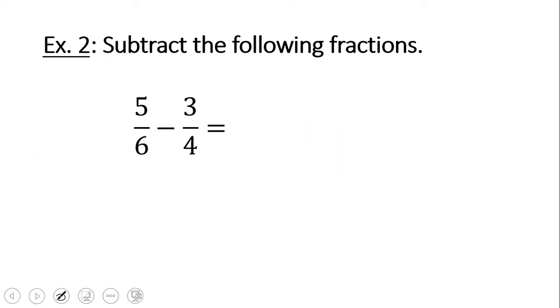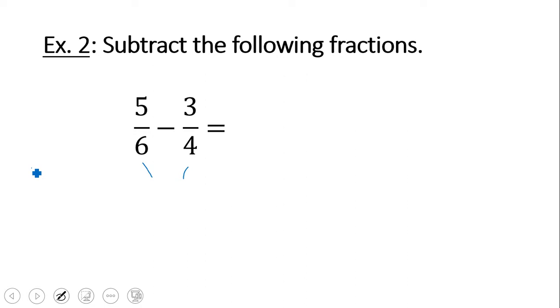Our second example, we're going to subtract the following fractions: 5/6 minus 3/4. Well, this example is different from our first one because we do not have the same denominator, so we have to find the least common denominator between them.